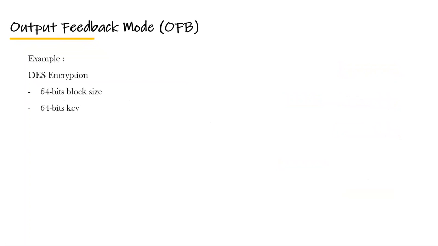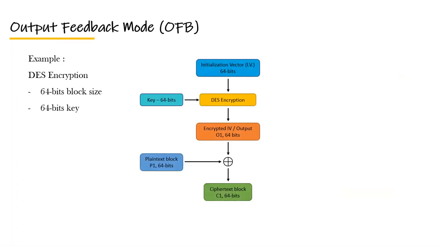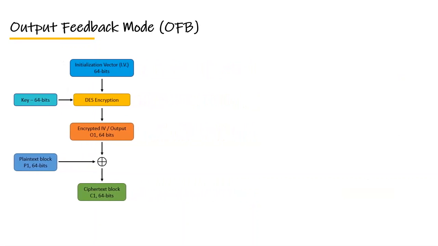Now let us look at some application of the OFB and DES encryption. Since DES uses a 64 bits block size and 64 bits key, the IV in this case is also a 64 bits block. The IV will be encrypted together with the key to produce a 64 bits output, which is XORed with the first plain text block, P1, to get the first cipher text block, C1. That is just round one of the encryption.